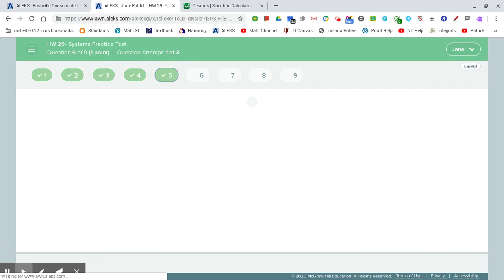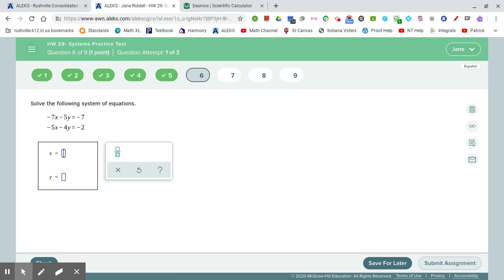Our next question is going to be very similar again. But this time, it's not quite as easy as the last one. We are still going to use elimination because it's still set up for elimination, but we're going to need to do a little bit of work.